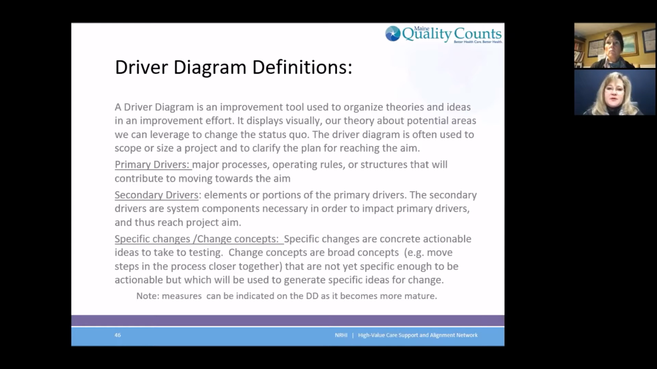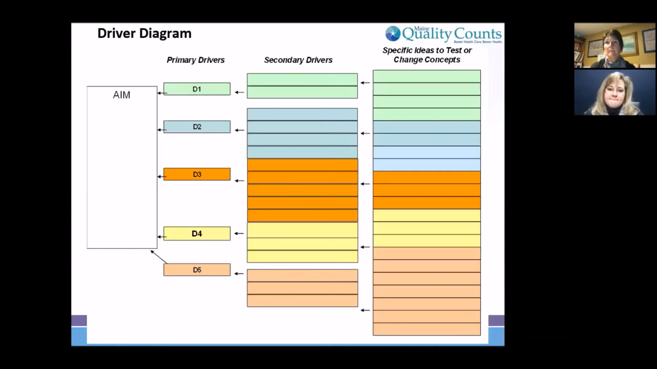Here's an example, and I like the fact that it's blank because it really helps you see this. So again, you've got that global aim, you've got the primary drivers we talked about, those big structural components. We're going to give you a couple quick examples in a minute, then secondary drivers, and then the test and change concepts.